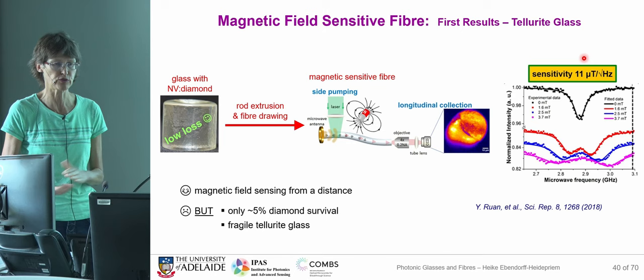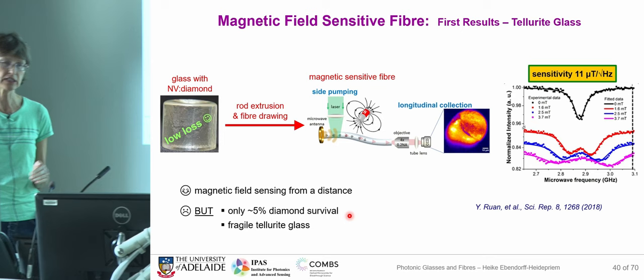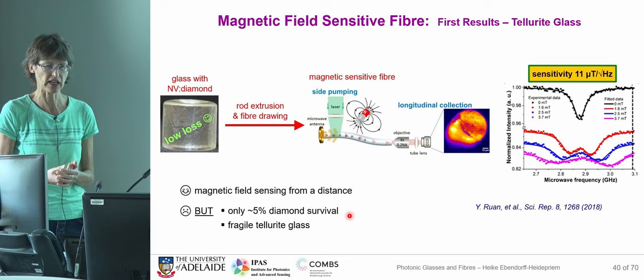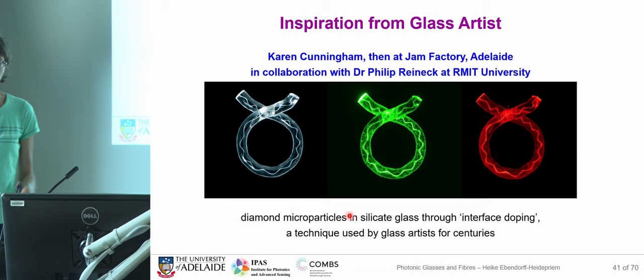So we were very happy we could show magnetic field sensing from a distance, but only in the order of 1 to 10% of the diamond particles survived. And telluride glass is a fragile glass and therefore for practical applications not so suitable. So I was thinking for quite a while, how can we embed diamond particles into more robust silicate glasses?